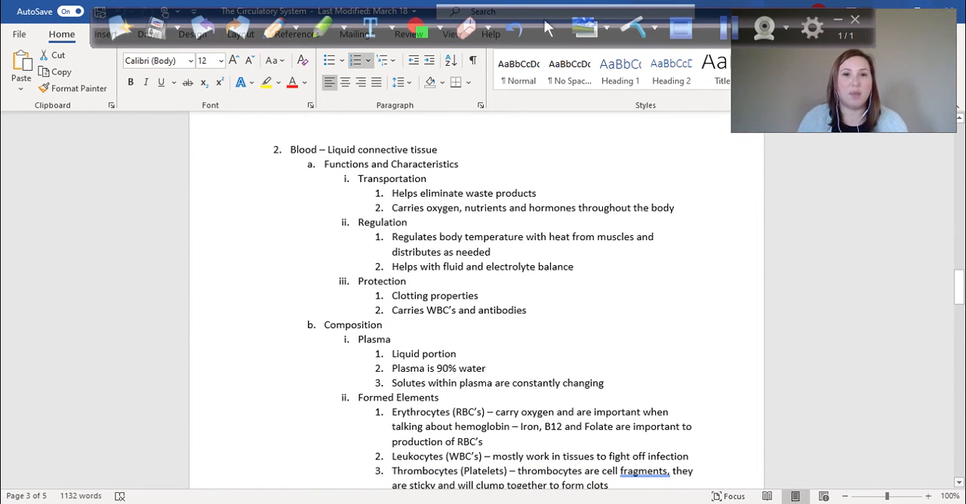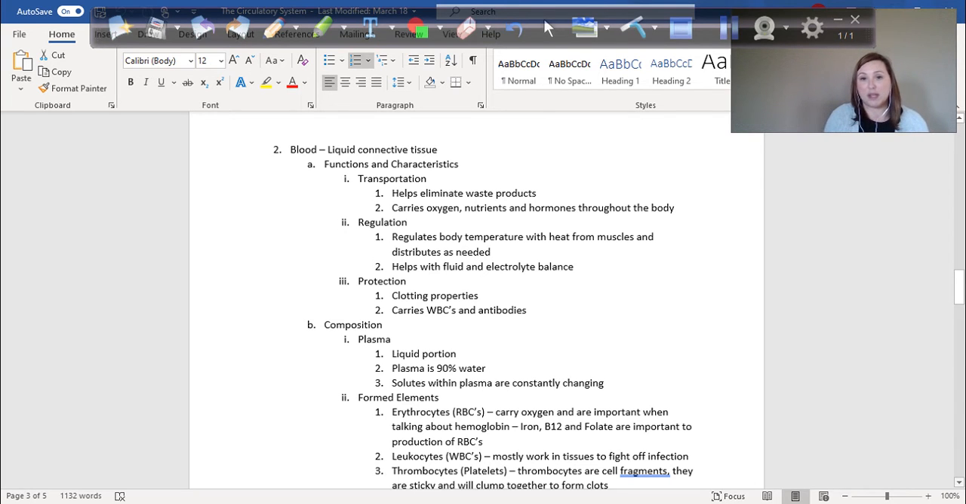Let's move on to talk about blood. Blood is that liquid connective tissue in our body. It's the only connective tissue that's liquid. We have several functions of our blood. It helps with transportation, so it carries oxygen, nutrients, hormones throughout the body. Everything our body needs is supplied and carried through the blood in our body. It also helps eliminate any waste products in our body.